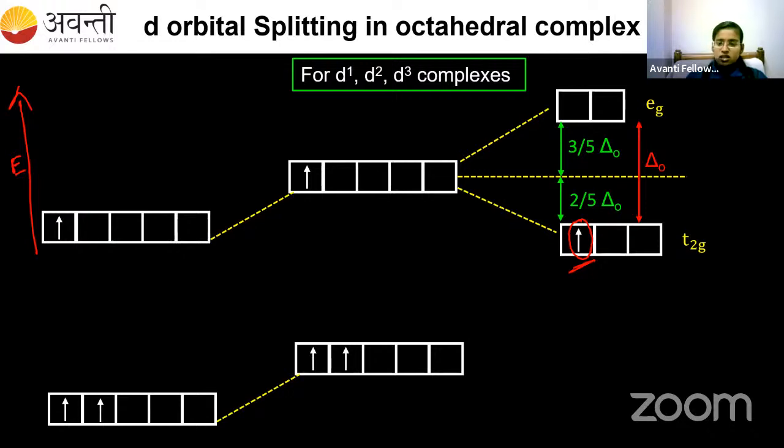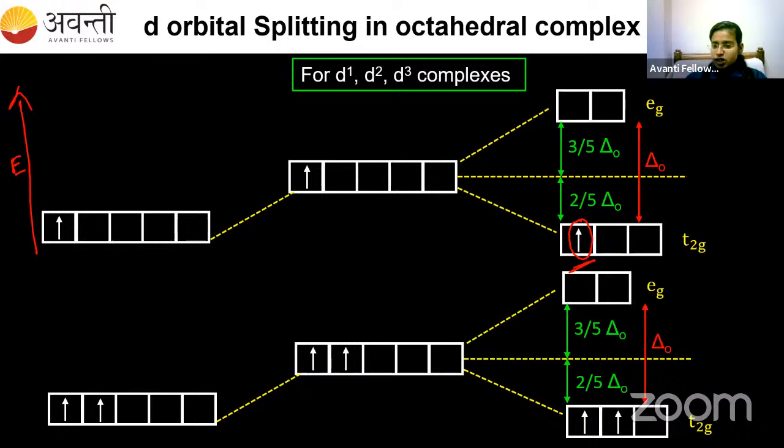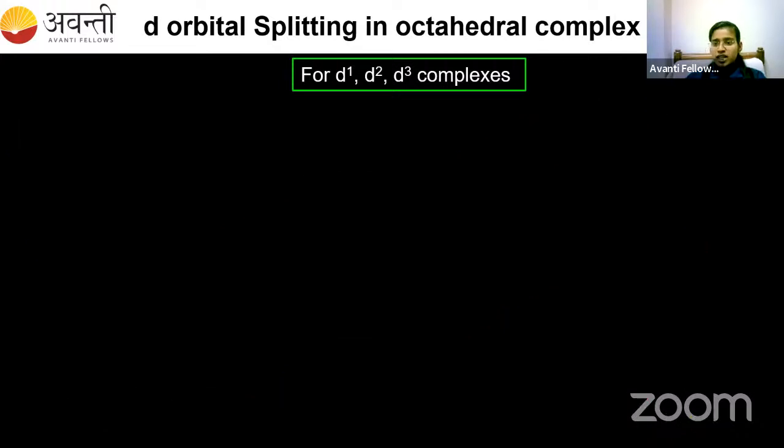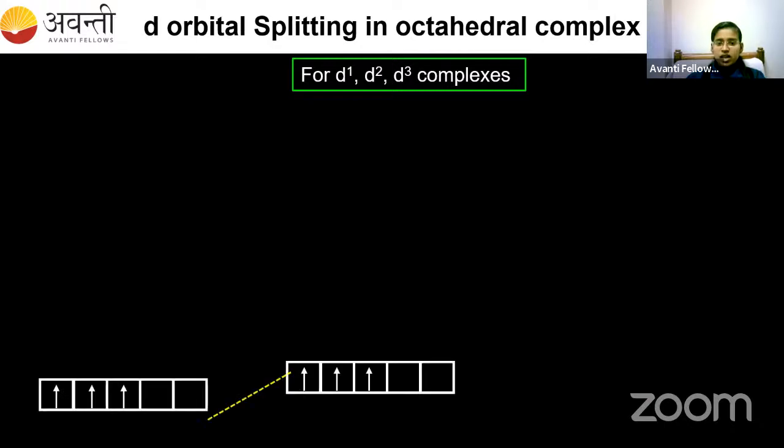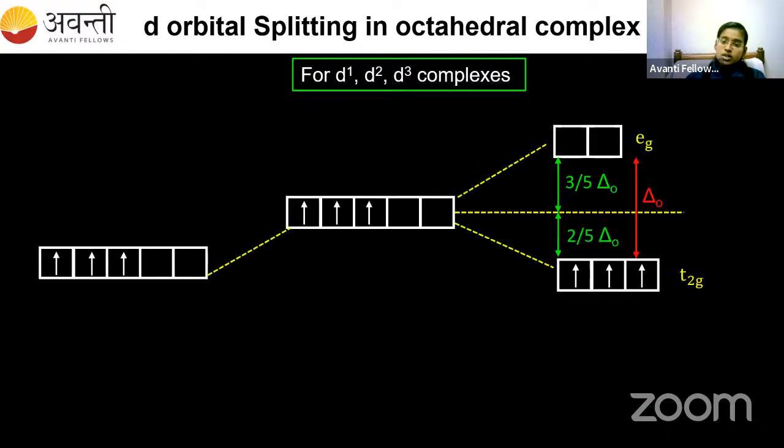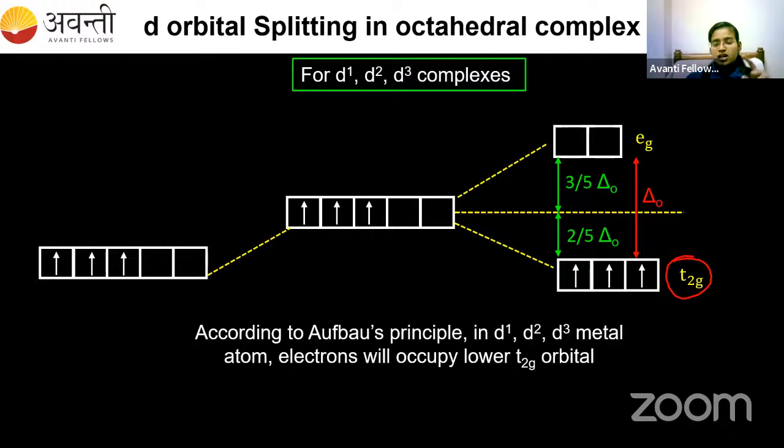If I have two electrons, you see here, the two electrons are again getting filled in the T2G. And if I have 3 electrons for a D3 complex, those 3 electrons will again occupy the T2G. According to Aufbau's principle, electrons have to occupy the lower energy orbital first and only then go to the higher energy orbital. This is the case till D3.